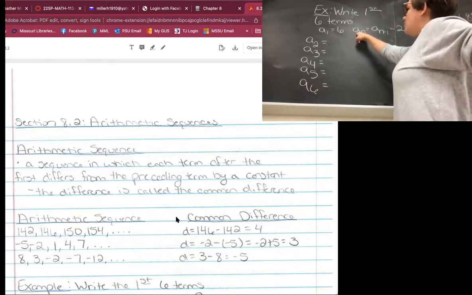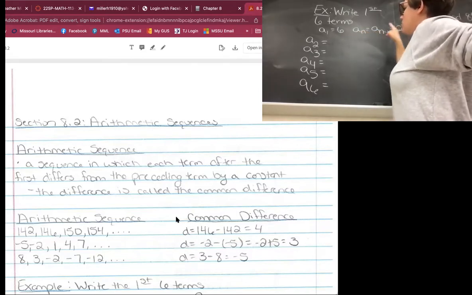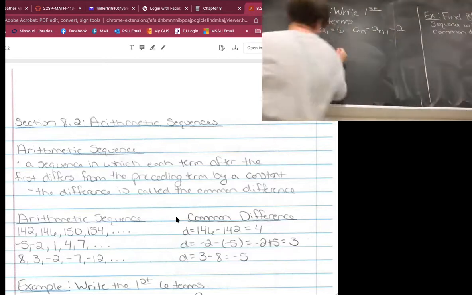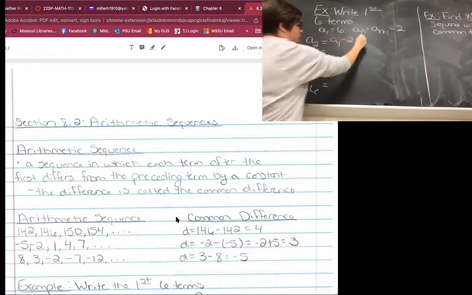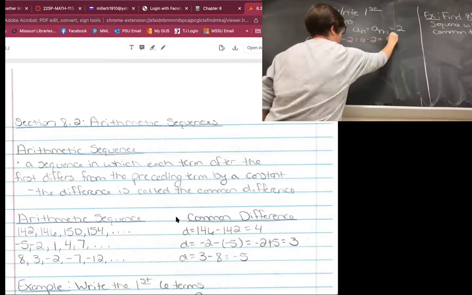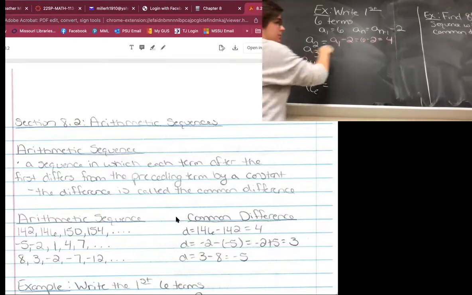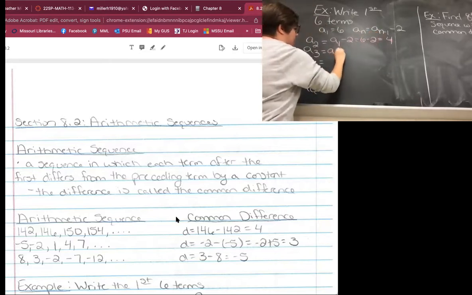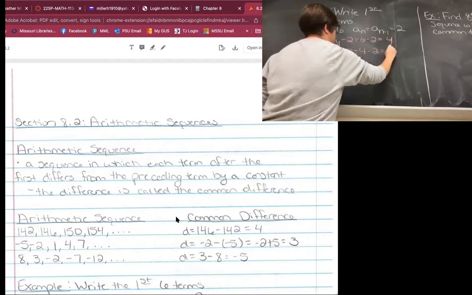So what this means is if we're trying to find the second term, then we're going to have a sub 1 minus 2. We take that first term and subtract 2. The first term was 6, take away 2, so my second term is 4. If I'm looking at my third term, that would be a sub 3, so a sub 3 minus 1, that'll be a sub 2 minus 2. Well, our second term was 4, minus 2 will be 2.